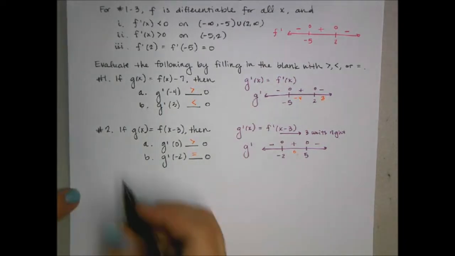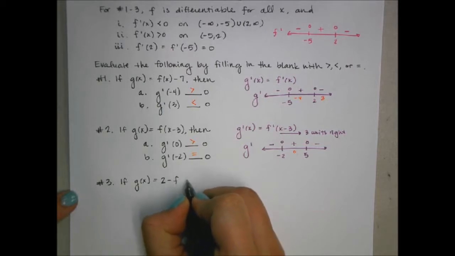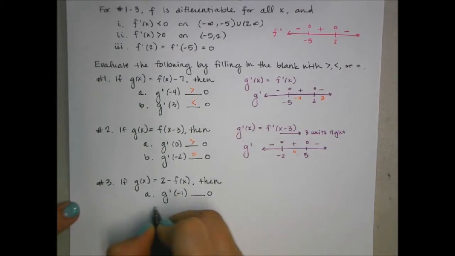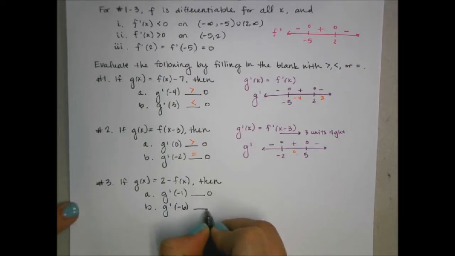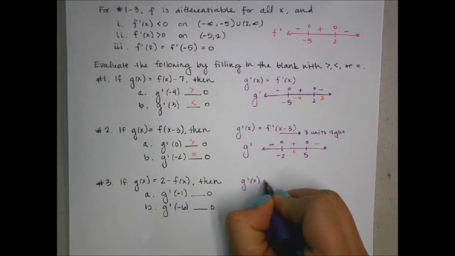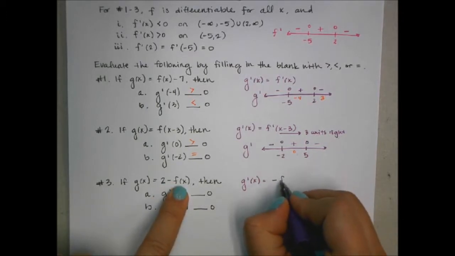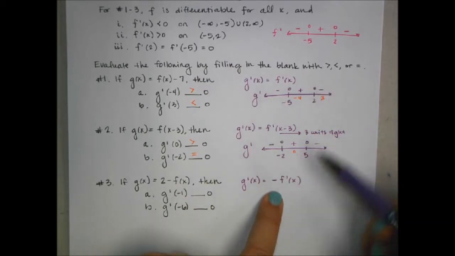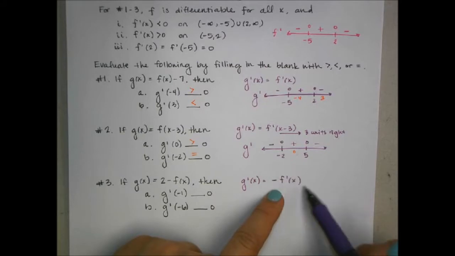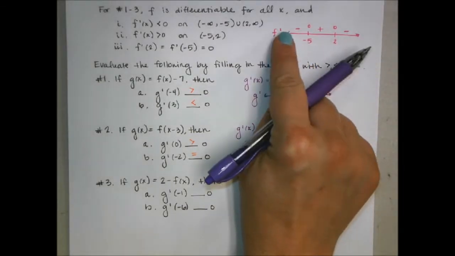So let's do one more. This time g is defined as 2 minus f of x. So we're going to start with our derivative here. The derivative of g is equal to the derivative of 2, which is 0, minus the derivative of f, which is f prime of x. So this is almost similar to what we started with. But when I have a negative on the outside, instead of something affecting x on the inside, it's on the outside, which affects y, or the derivative of f. So what's happening here, instead of my x values changing, it's my y values that become opposite.